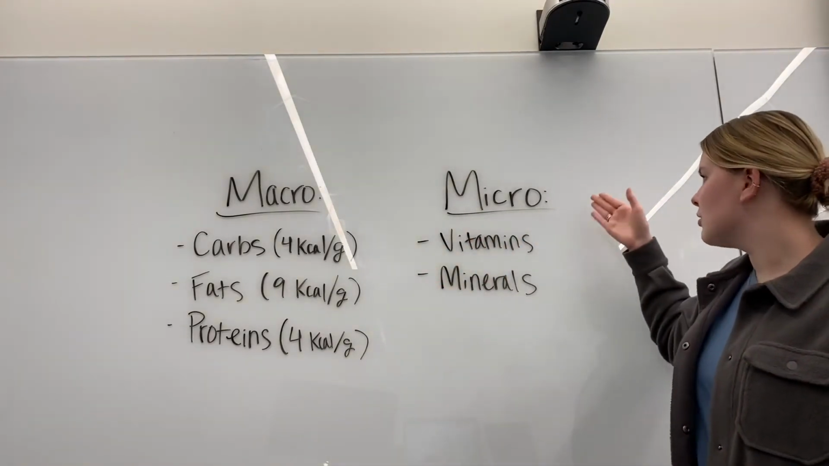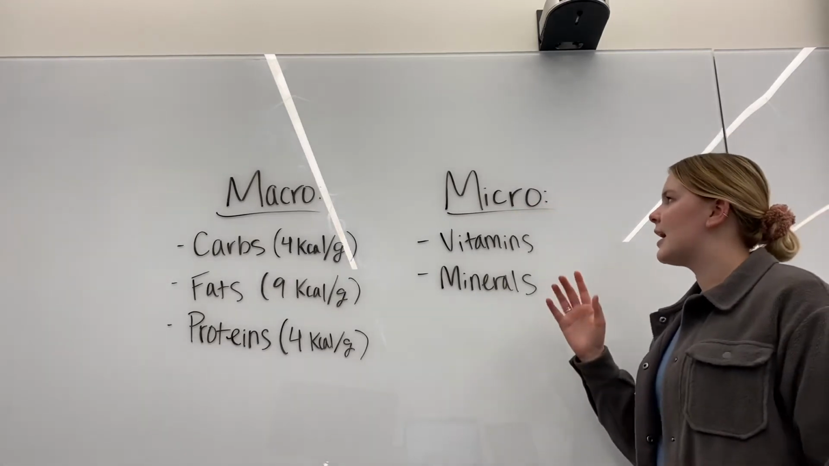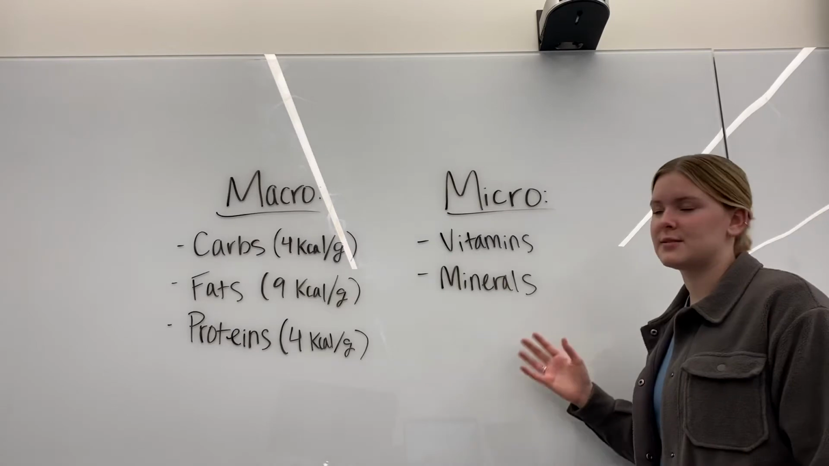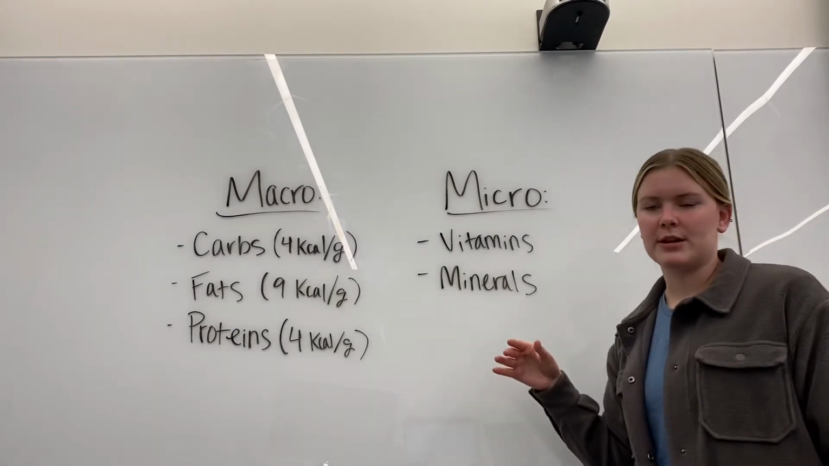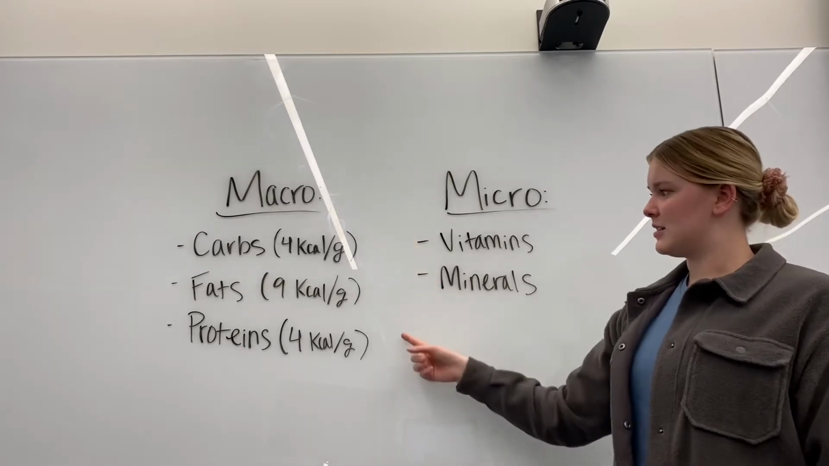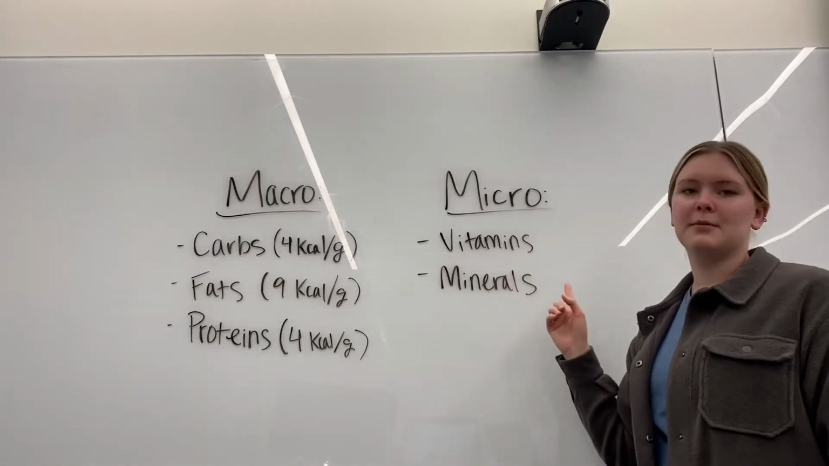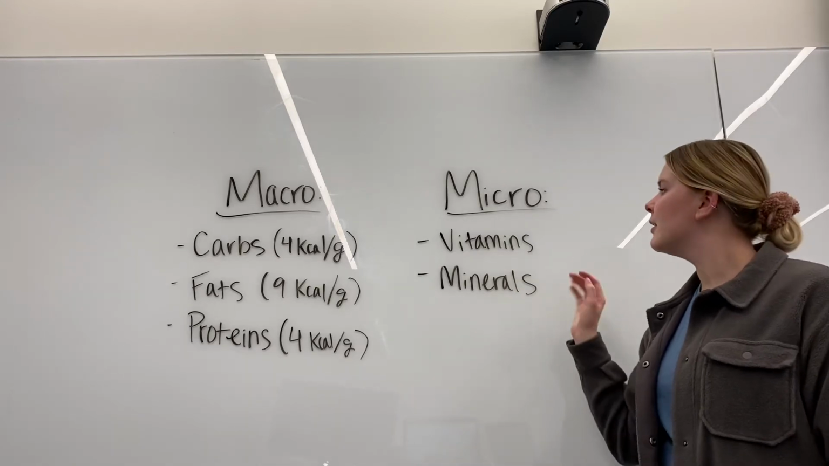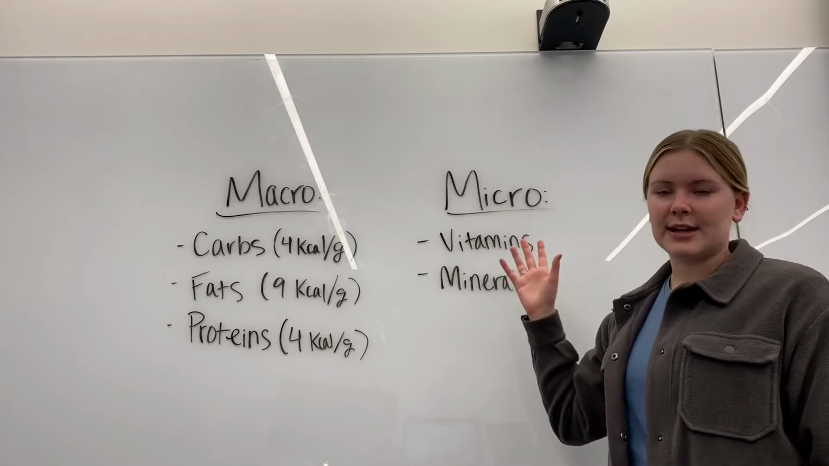Micronutrients are called micro just because the word micro means small, and we don't need as much of the micronutrients as we do the macronutrients, and they don't provide us with any energy like these 3 macronutrients. So the micronutrients are vitamins and minerals. For example, vitamins could be any A, D, E, and K.